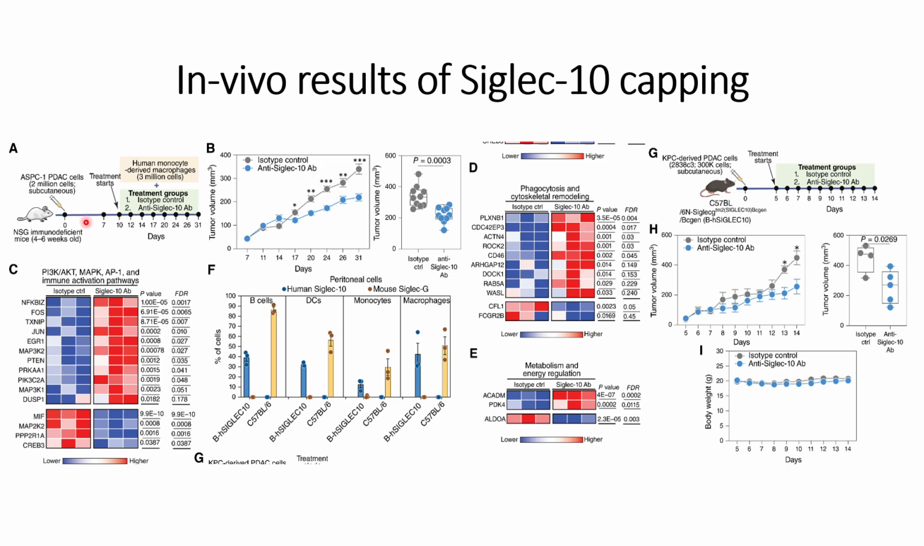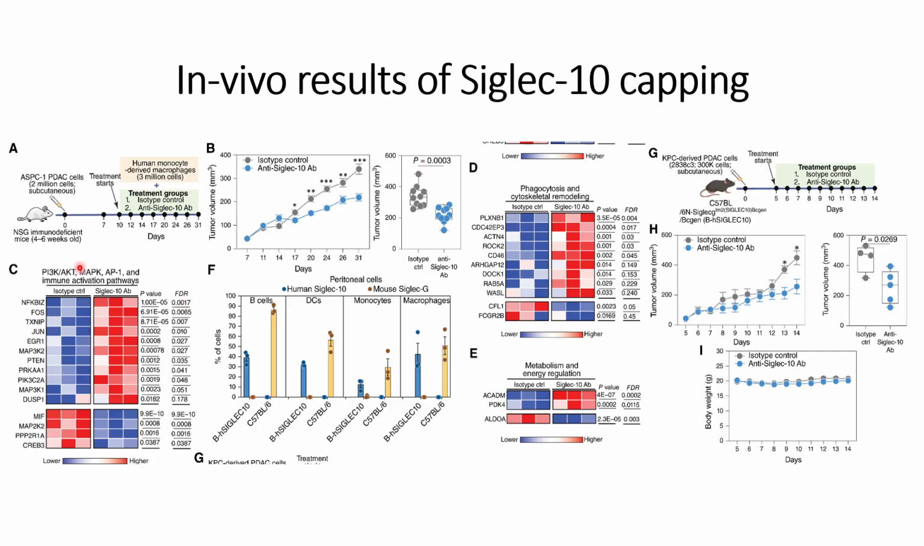What they were able to see in this case is that with the anti-Siglec-10 antibodies, there is a suppression in the tumor volume compared to the isotype control case. They have quantified this on the right hand side in panel B, where it is clear that the decrease in tumor volume is statistically significant, as the p-value is 0.0003.